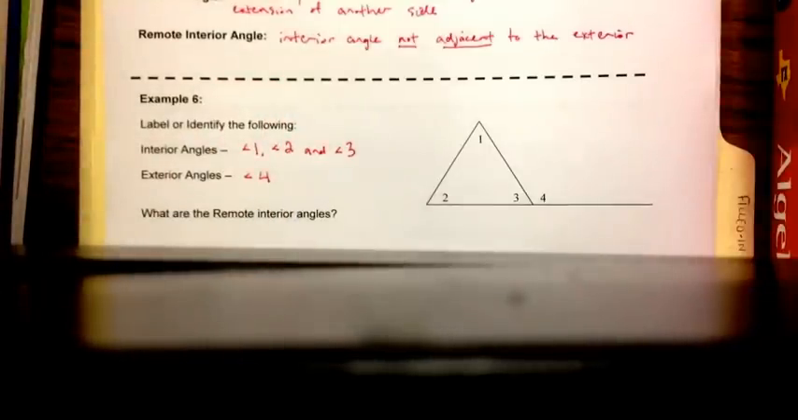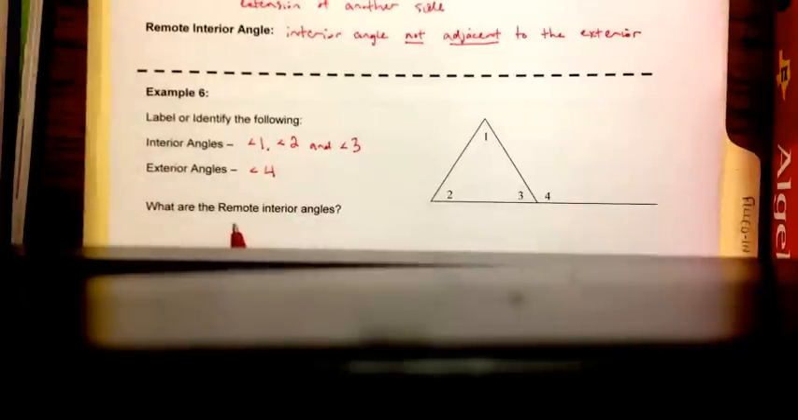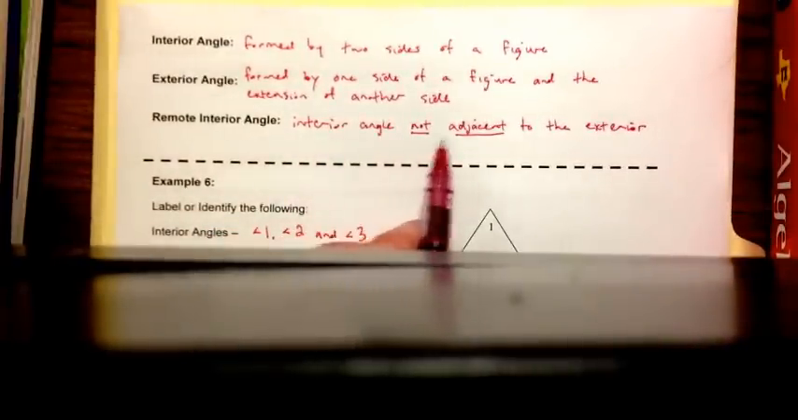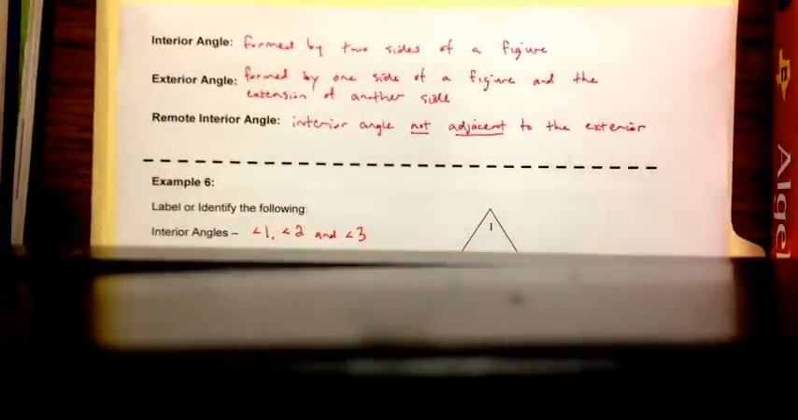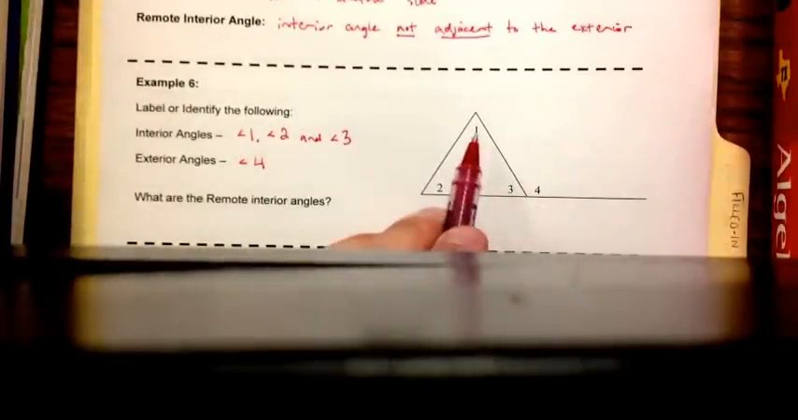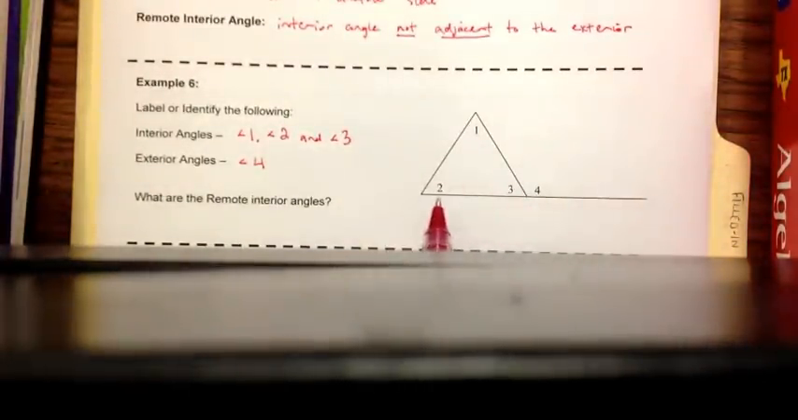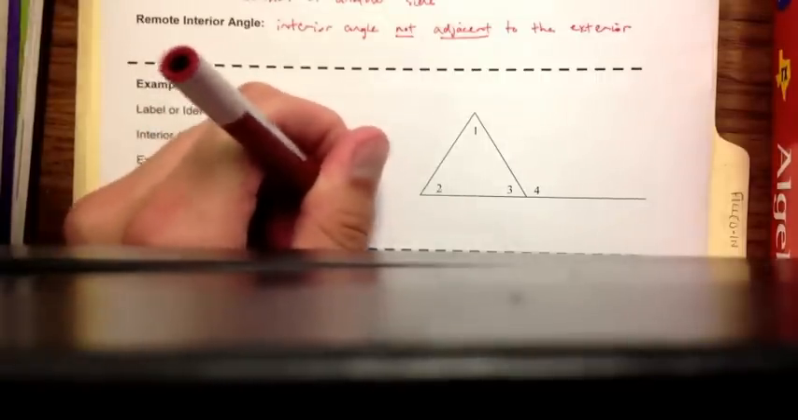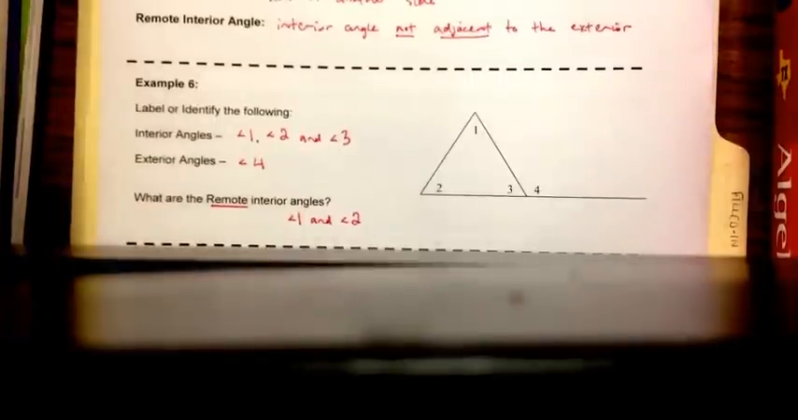The only potentially confusing part of this is remote interior angles. Let's take one look at the definition. The interior angle not adjacent to the exterior. Make sure those 2 words are underlined. So if angle 4 is our exterior, the remote interior angles are going to be angle 1 and angle 2, the angles that are not adjacent to the exterior. In other words, not angle 3.